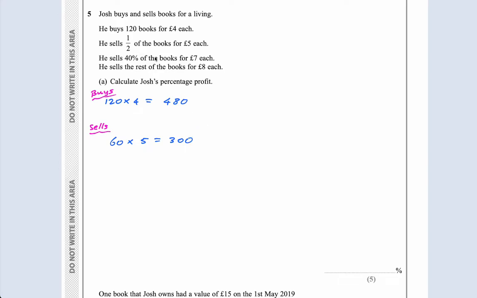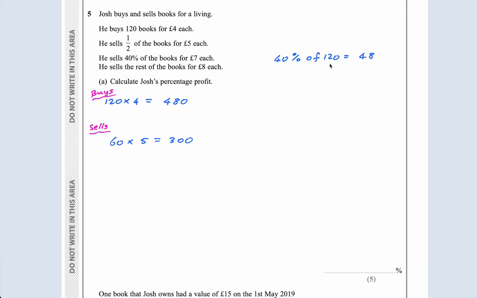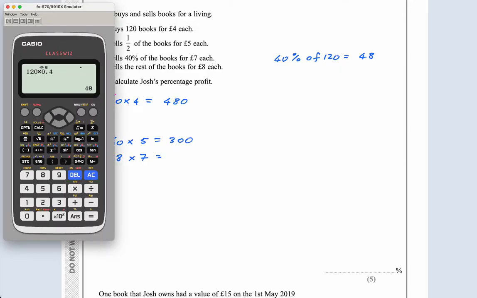He's going to sell 40% of them for £7, right? Over here, I'm going to do 40% of 120 equals. So to get 40% of 120, guys, there's lots of things you can do. I just do 120 times 0.4. That's the easiest way to do it. Or multiply by 40 over 100. All the same. 40% is 48. So he's going to sell 48 of the books for £7 each. So right, he's making a good profit here. 48 times 7, calculator, 48 times 7, 336.